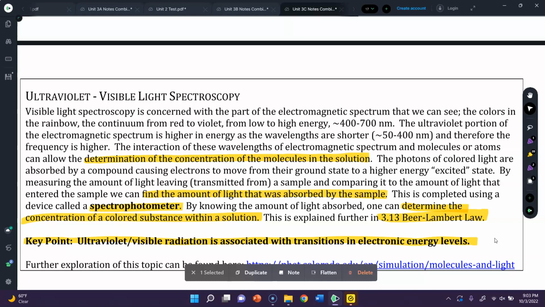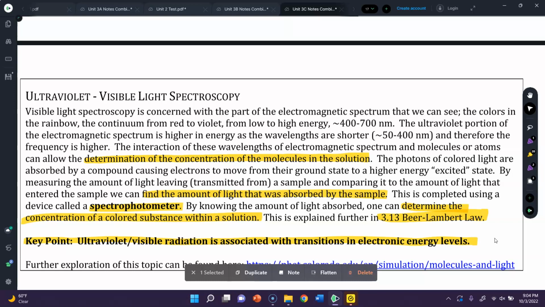The ultraviolet portion of the electromagnetic spectrum is higher in energy as the wavelengths are shorter, about 500 to 400 nanometers, and therefore the frequency is higher. The interactions of these wavelengths of the electromagnetic spectrum and molecules or atoms can allow for the determination of the concentration of the molecules in a solution.